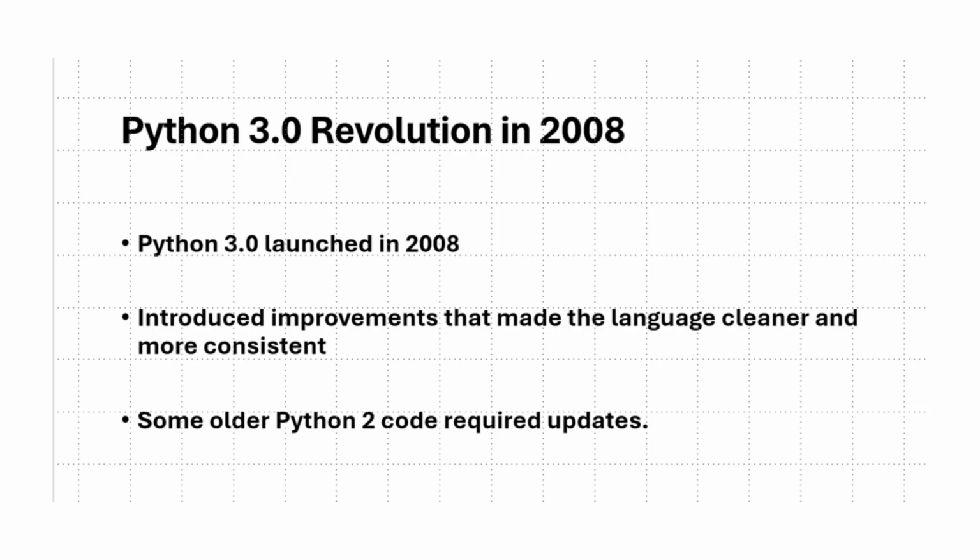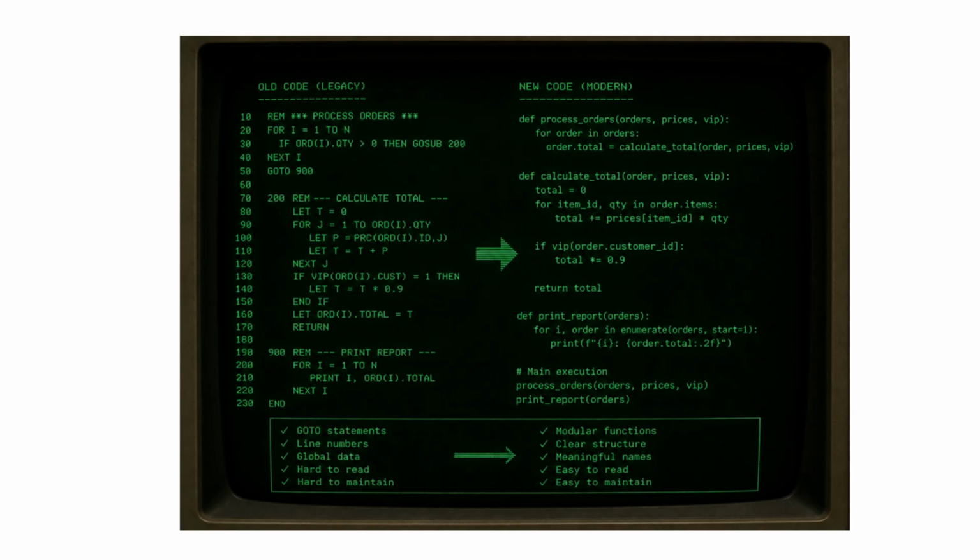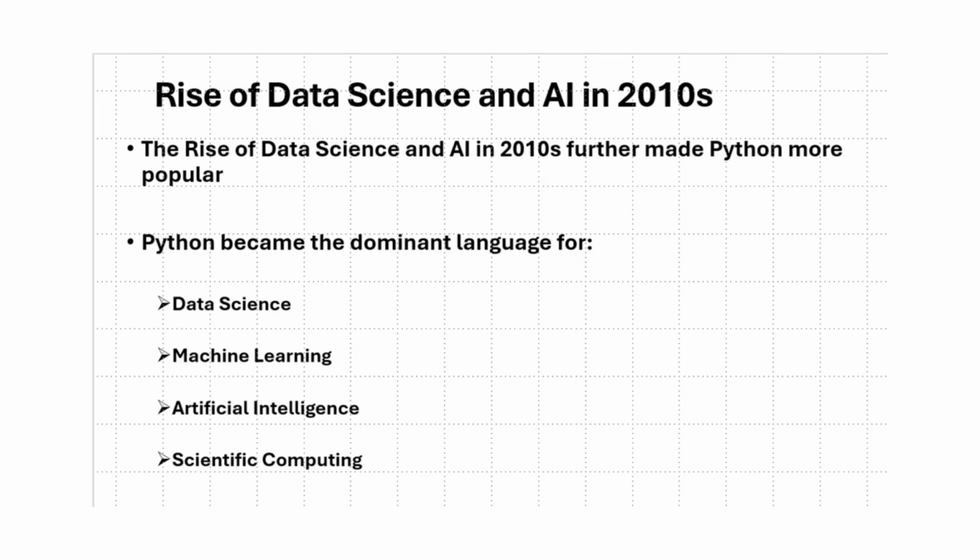Python 3.0 revolution, 2008. Python 3.0 launched in 2008. It introduced improvements that made the language cleaner and more consistent. Some older Python 2 code required updates. The rise of data science and AI in the 2010s further made Python more popular.